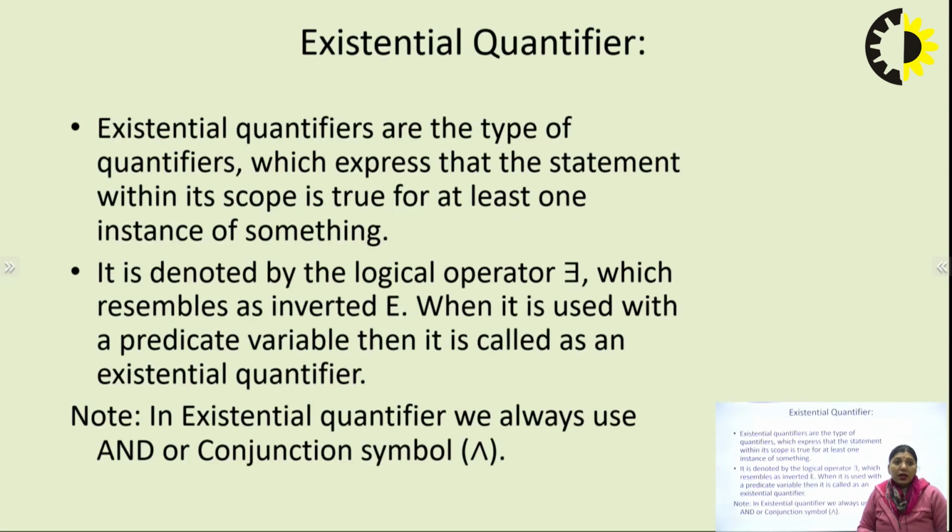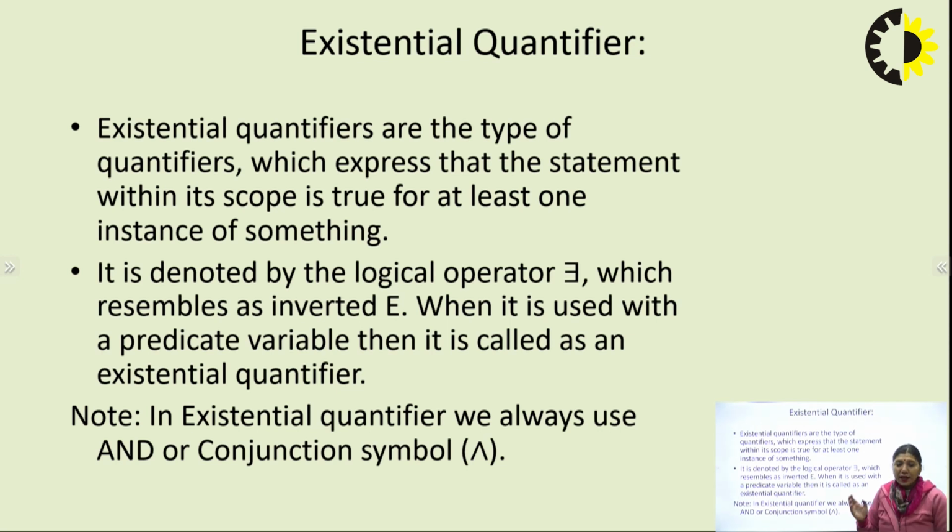Fine. Now coming on to the next one, that is your existential quantifier. So it says that they are the type of the quantifiers which express that the statement within its scope is true for at least one instance, for something. जो हमने पहले रीड किया था वो हमने किया था for all, सबके लिए. और existential किसके लिए? At least for some, और एक तो होना ही चाहिए जब भी हम इस सिंबल को use करेंगे. और इस सिंबल को represent कैसे करेंगे? We are representing this symbol simply as an opposite of E, ठीक है, which resembles the inverted e. Fine. When it is used with the predicate variable, then it is called an existential quantifier.